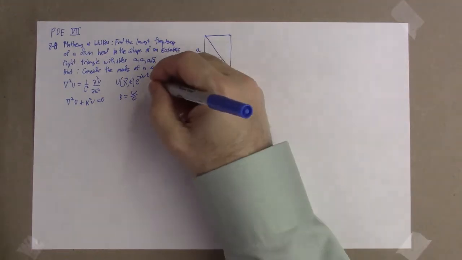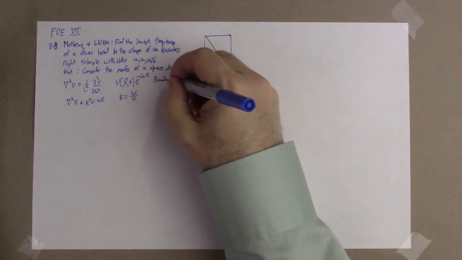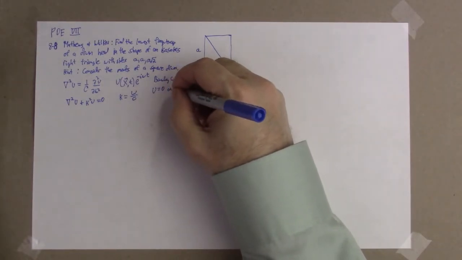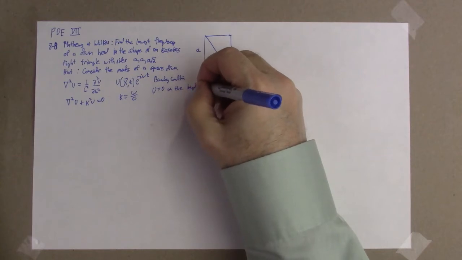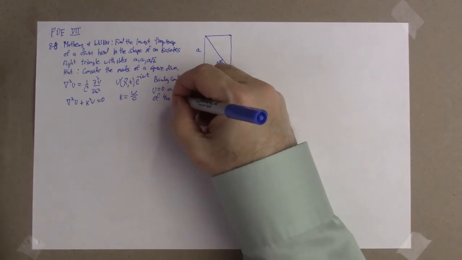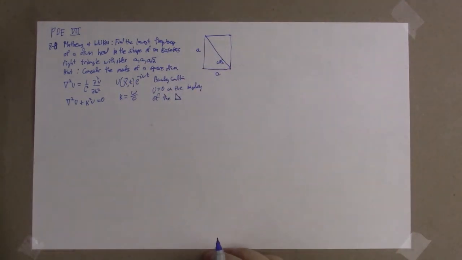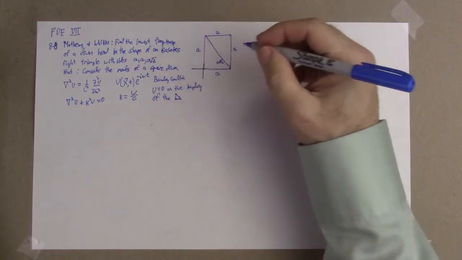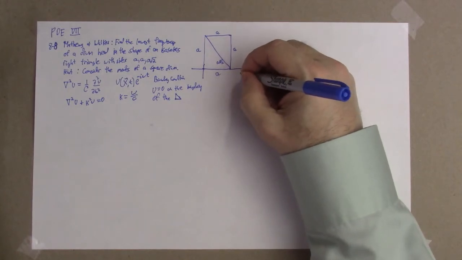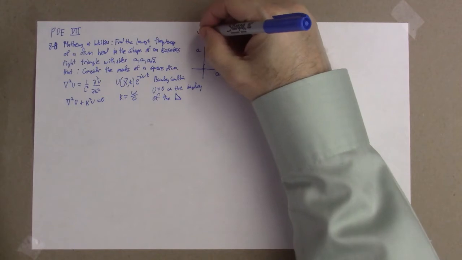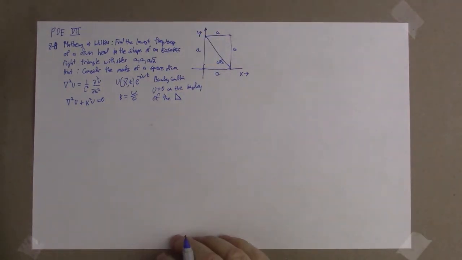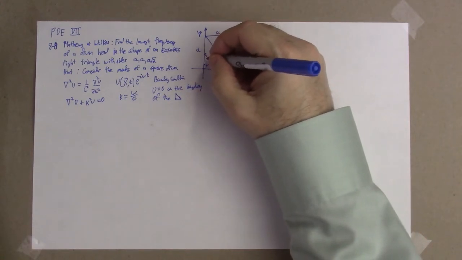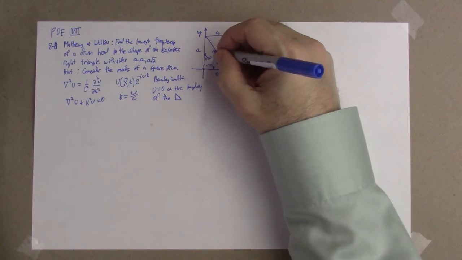Oh, and the boundary condition I forgot to state is that u equals 0 on the boundary of the right triangle. So let's extend it to a square like this, A by A, and put in coordinate axes. We're going to use rectangular coordinate axes, no spherical or cylindrical in this problem. So this is the x-axis, this is the y-axis, and what we know is that u is 0 here, it's 0 there, and it's also 0 right here on the diagonal.